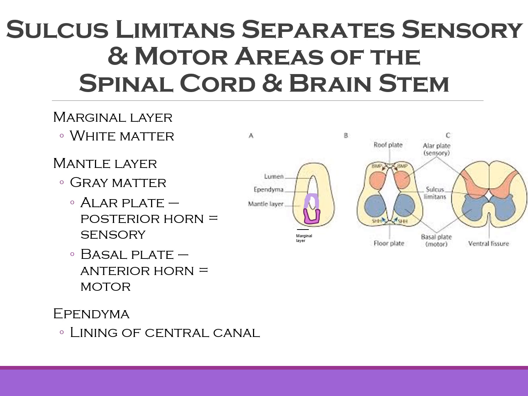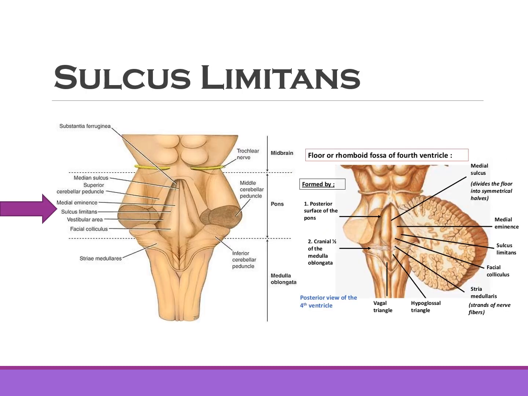So white matter, we are calling that the marginal layer. The mantle layer is going to then be the gray matter. So remember, what makes white matter white is myelin. So mantle layer, gray matter. So we're looking at the alar plate being the posterior horn, and that's going to be sensory. The basal plate is going to then be the anterior horn or the ventral, which is then going to be responsible for motor. And then we're going to see ependyma here, and that is lining the central canal, and that is, remember, those kind of hairy-looking teeth, the ciliated ependymal cells that are making cerebrospinal fluid for us. That's what it was talking about.